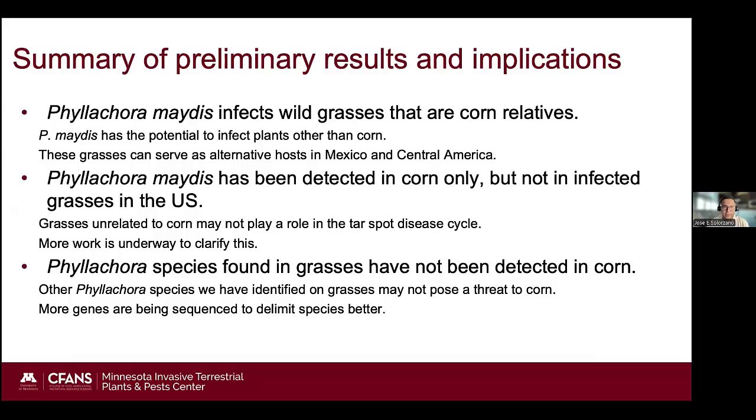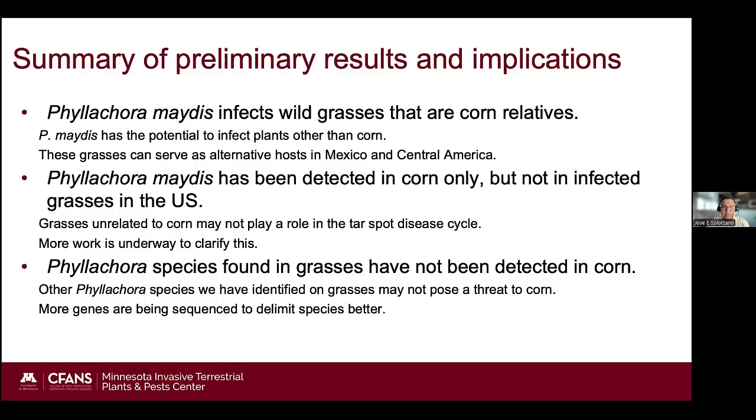So, in general terms, what is the summary of the preliminary results that we have? Phyllachora maydis infects wild grasses that are corn relatives. This means that Phyllachora has the potential to infect plants other than corn, and these grasses can serve as alternative hosts in Mexico and Central America.